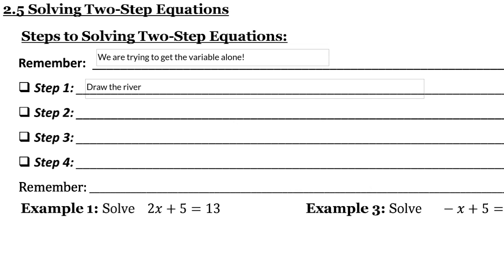So you really need to make sure that you're doing them in the correct order and that you're doing everything properly, okay? So after we draw the river, we do the opposite of addition or subtraction first, okay? So we want to do the opposite of addition or subtraction first. Then, secondly, we can do multiplication or division, okay? And I'm going to be writing my steps out, and I want to see you writing all of your steps out. So after we do the opposite of addition or subtraction, then we do the opposite of multiplication or division.